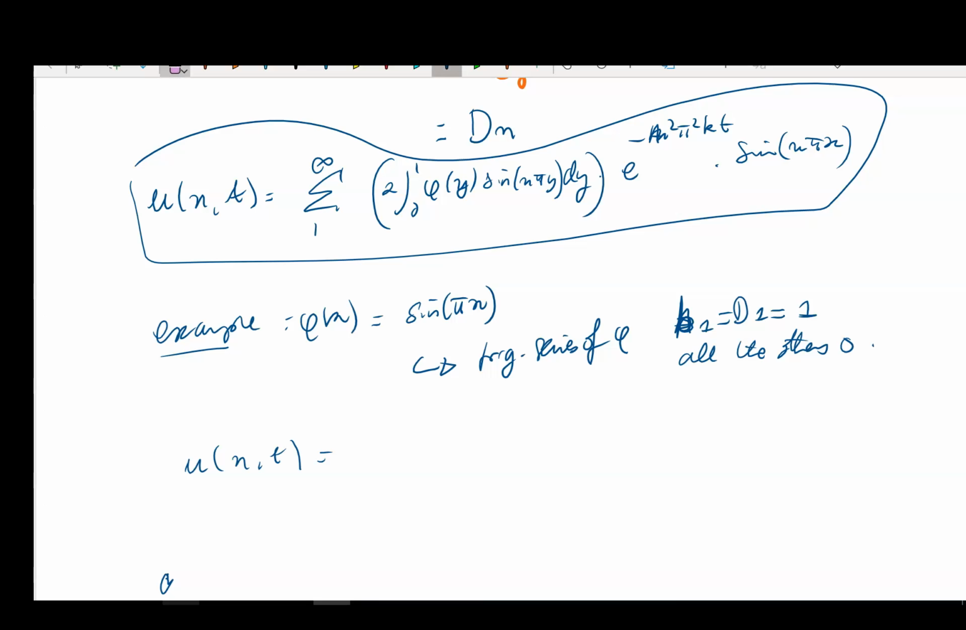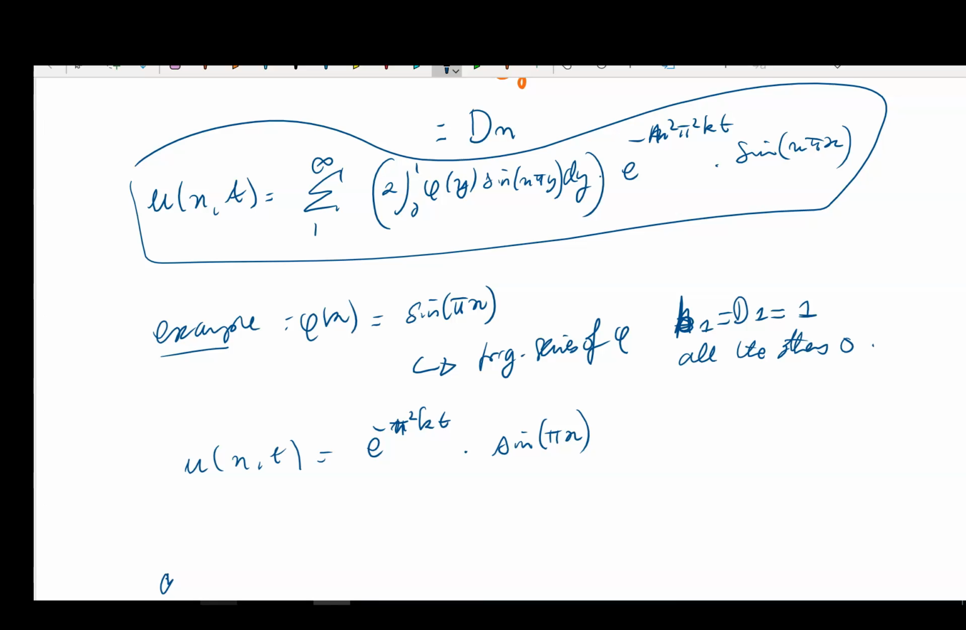So finally your solution would be u of x, t equals 1 times, I don't have any sum by the way, that's the point of this example, exponential of minus n² π² kt times sin(πx). I still have something odd. And it's only valid for n equal to 1, so this is the one we have: e^(-π² kt) times sin(πx).